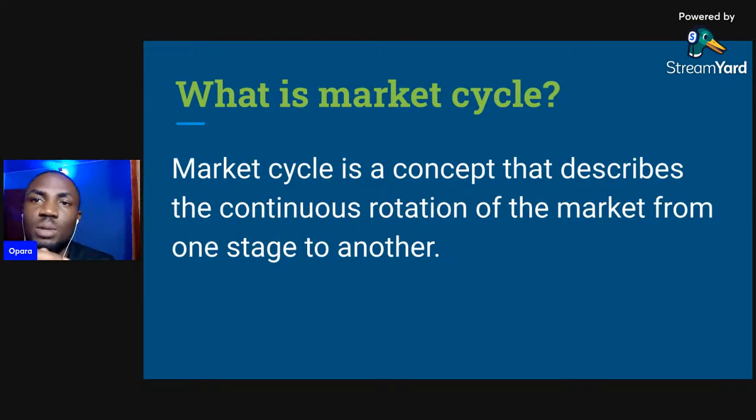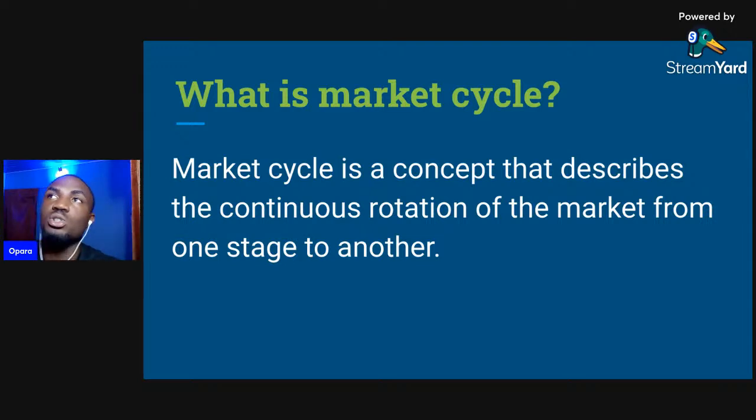So what is market cycle now? Market cycle is a concept that describes the continuous rotation of the markets from one stage to another. Remember, I said market structure comprises the stages of the market, right? So market structure has like 5 stages. After stage 1, stage 2, stage 3, stage 4, stage 5, the market comes back to stage 1 again. That is how the market continues to go till eternity. That's exactly what I mean by market cycle, the continuous rotation of the market.